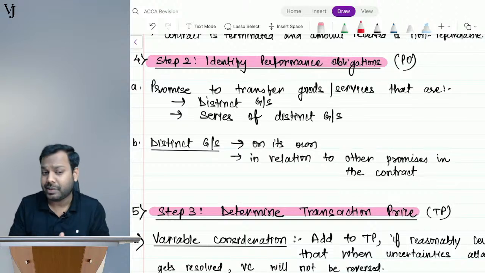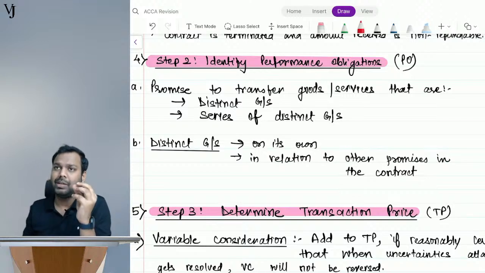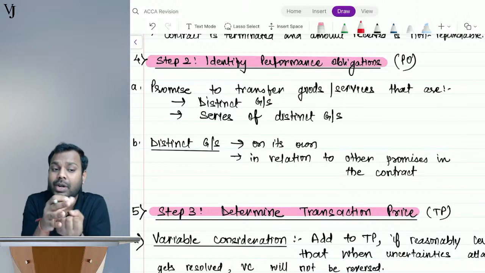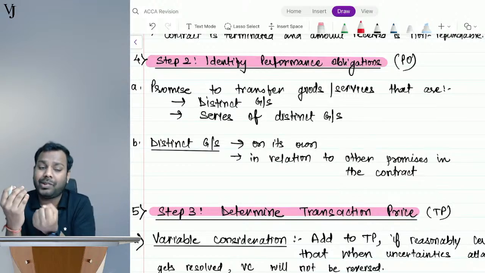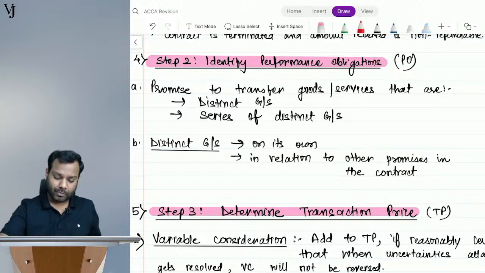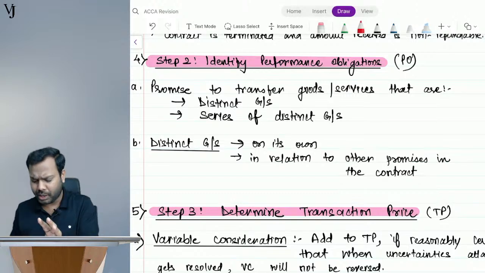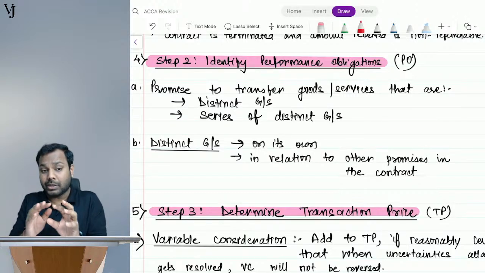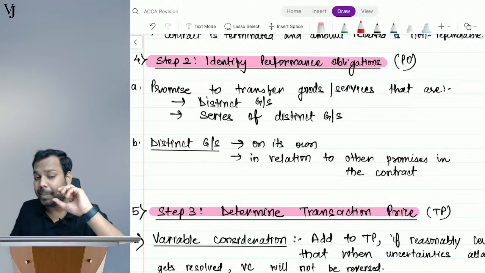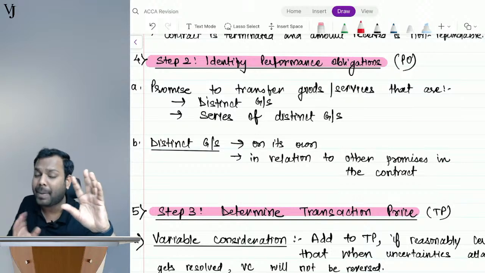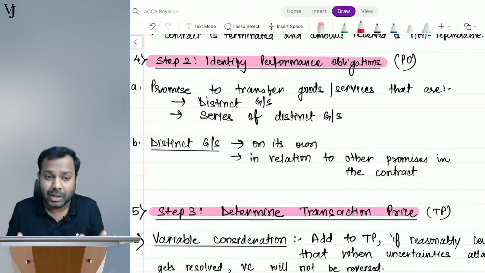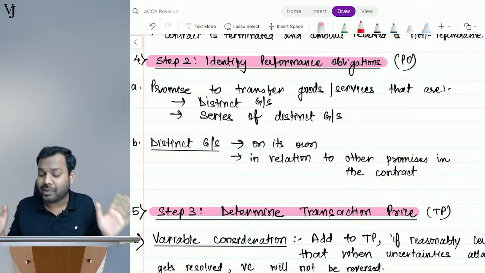Now, what is the meaning of distinct is the question. The standard says the promise has to be distinct on its own, and the promise has to be distinct in relation to other promises in the contract as well. How? If the goods or promises which you are transferring are capable of being sold separately by the entity and being used separately by the customer, then we can say it is distinct.